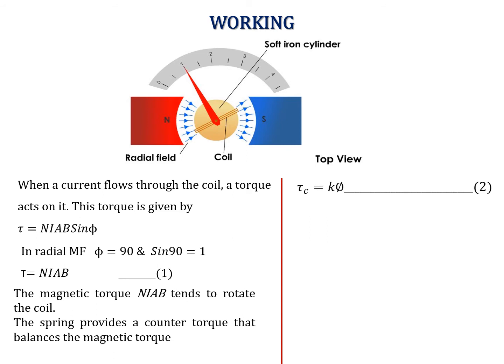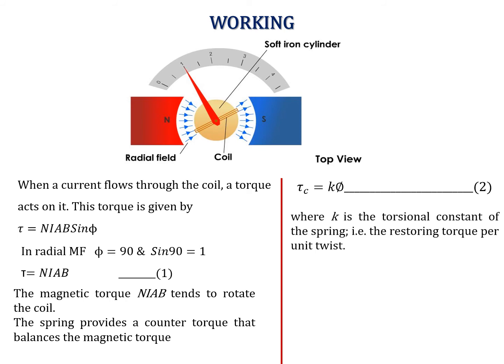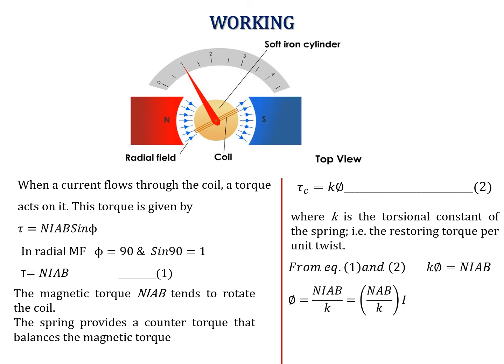The counter torque is given by K phi, where phi is the deflection in the galvanometer and K is the torsional constant of the spring. It is the restoring torque per unit twist. From equation 1 and 2, K phi is equal to NIAB. Hence, phi can be written as NAB upon K into I. This equation shows that the deflection in the galvanometer is proportional to current. Greater the current flowing through the galvanometer, more will be the deflection indicated by the pointer.